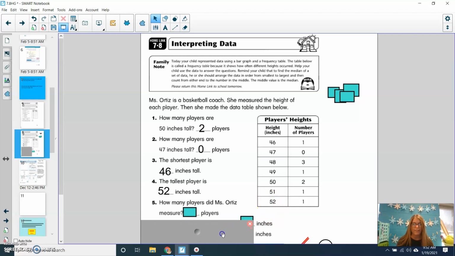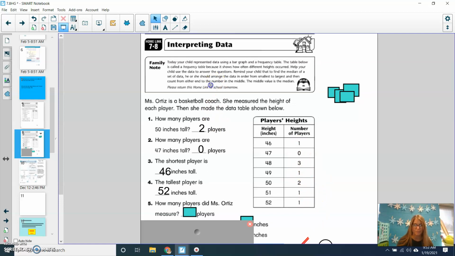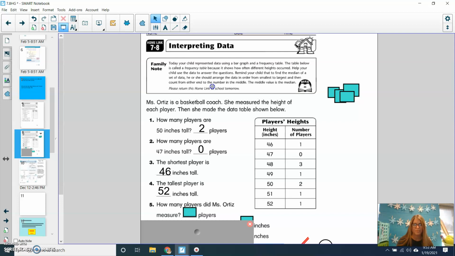For question 5, how many players did Ms. Ortiz measure? So could you count how many players in this column? Press pause and play when you're ready to check. All right, when I added up my numbers, I would have seen that she is talking about 9 different players.